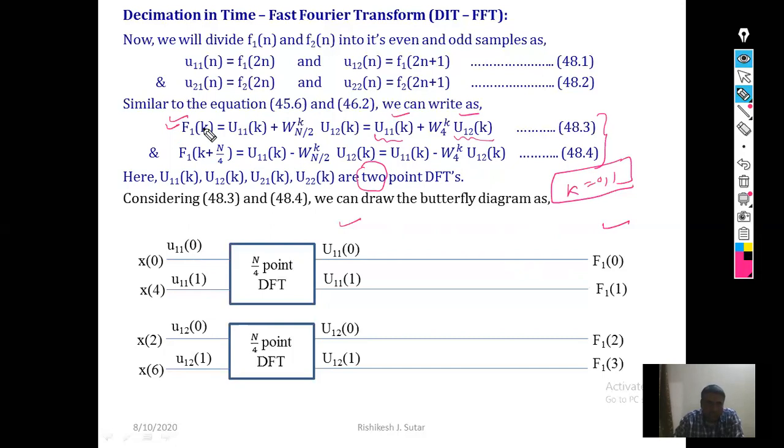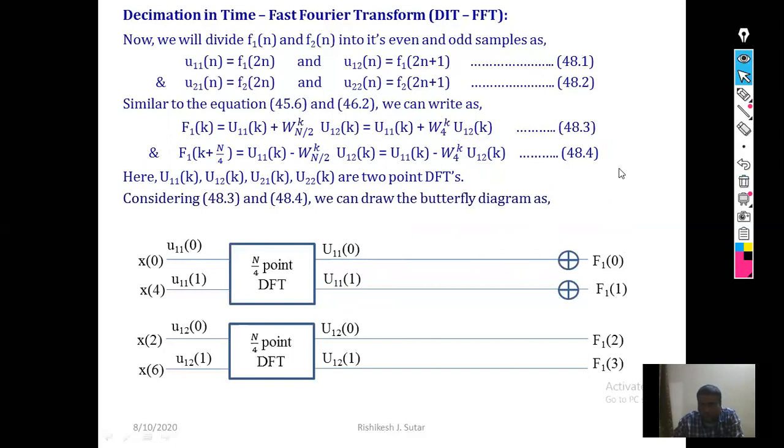So if I use here k equal to 0, what we'll get is f1 of 0 equal to u11 of 0 plus w4k u12 of 0. So u11 of 0 is here and u12 of 0 is here, and I have to add it and multiply it with this w4k. So let us go further and understand this.